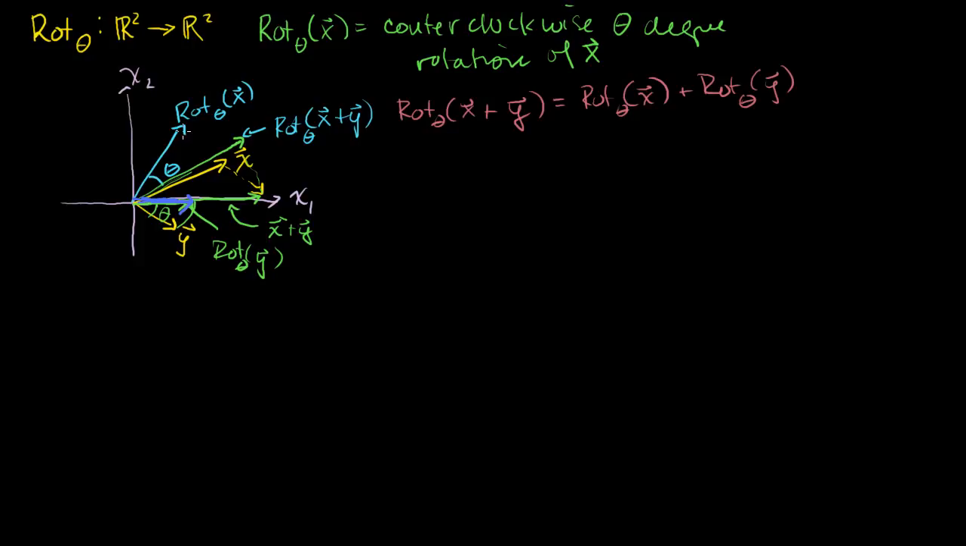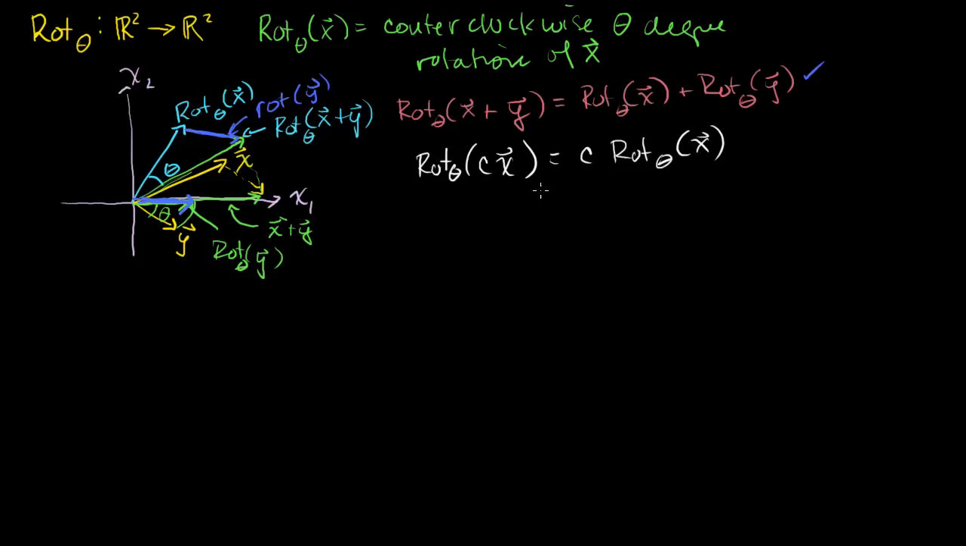The rotation of x was right there. So if we add the rotation of x plus the rotation of y, I'm kind of fudging it a little bit, but I think you get the idea. You actually get the rotation of x plus y. So at least visually, it satisfied that first condition. Now the second condition that we need for this to be a valid linear transformation is that the rotation through an angle of theta of a scaled up version of a vector should be equal to a scaled up version of the rotated vector.